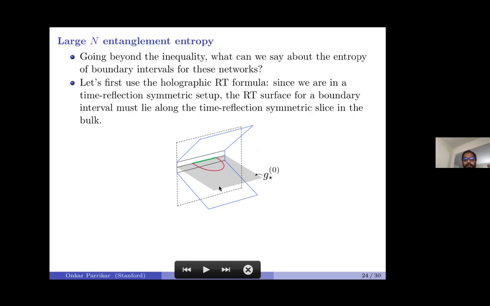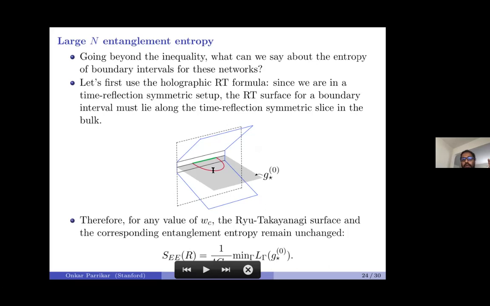So in other words, if I decide to use the holographic RT formula to calculate the entanglement entropy of a boundary interval, this green interval here, in this folded field theory, the T-Tbar deformed field theory living on this folded slice, I can use the Ryu-Takayanagi formula in the bulk to do that. Since the Ryu-Takayanagi surface is on the time reflection symmetric slice, it doesn't really depend on how much I fold the boundary Euclidean path integral into the bulk. It doesn't depend on the value of WC, okay?